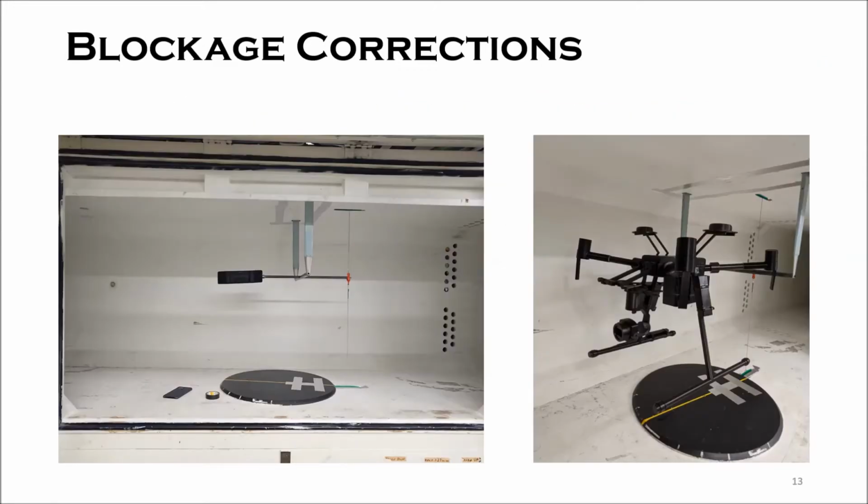The second type of wall interference effects that we consider are blockage effects. Blockage effects are a direct result of the presence of a physical body in the flow field of the test section. The model in the test section obstructs the airflow and effectively reduces the cross-sectional area of the test section.